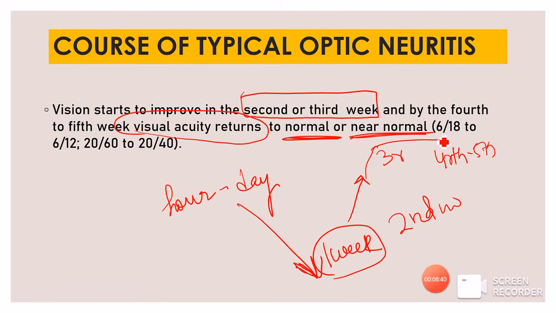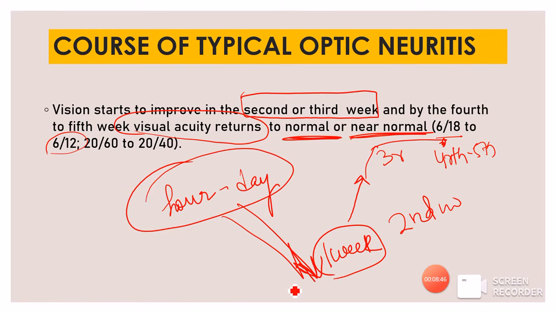That is about 6/18 to 6/12. So it will progress very fast, reach the trough very fast, then start improving by the second to third week, and reach the maximum visual acuity by the fourth and fifth week. And this is going to happen irrespective of your treatment, whether you give steroids or you don't. The typical optic neuritis is going to follow this course. This is a very important point, and you have to remember the timelines for the course of typical optic neuritis, because anything which does not follow this will fall into the category of atypical optic neuritis, and the treatment will be totally different.